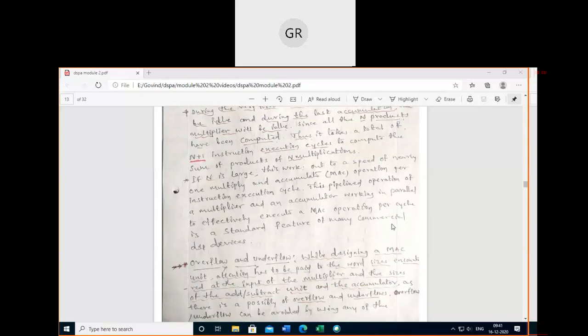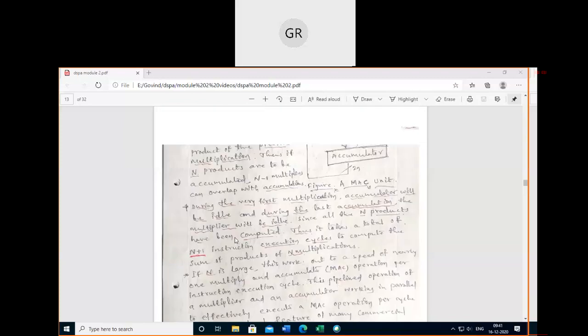So if n is large, this works out to a speed of nearly 1 multiply and accumulate operation per instruction execution cycle. This pipeline operation of a multiplier and an accumulator working in parallel to effectively execute a MAC operation per cycle is a standard feature of many commercial DSP devices.